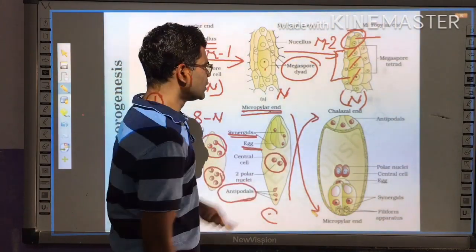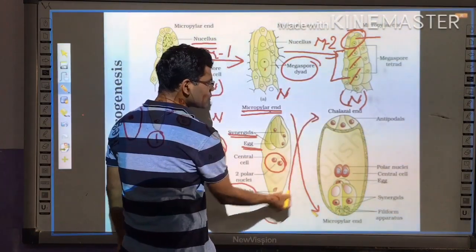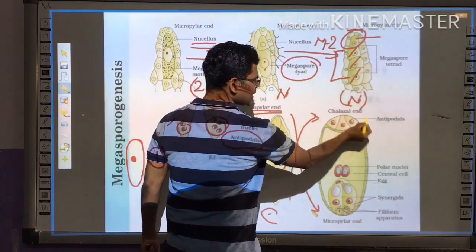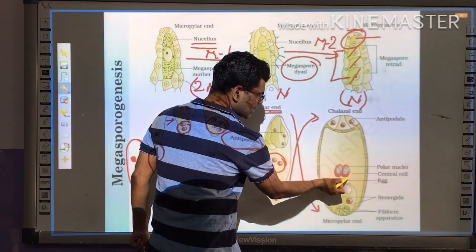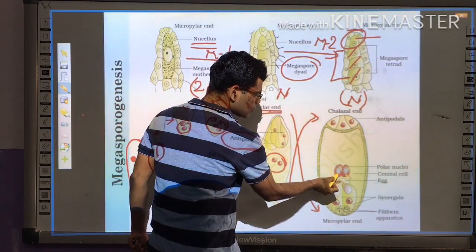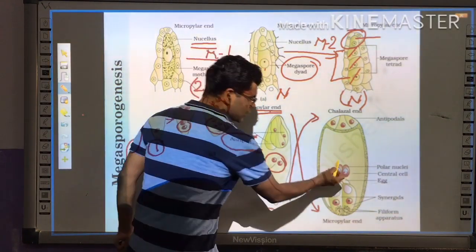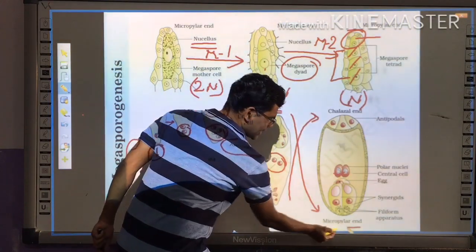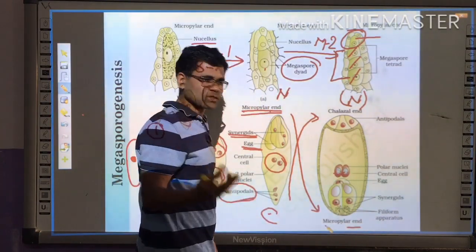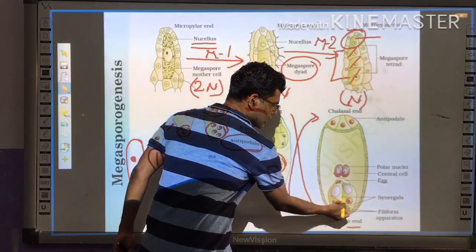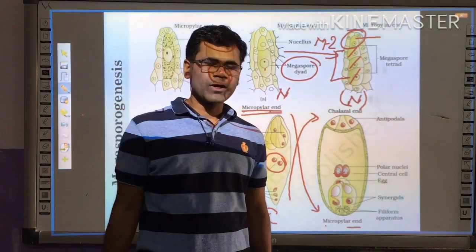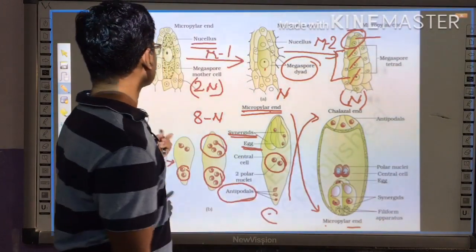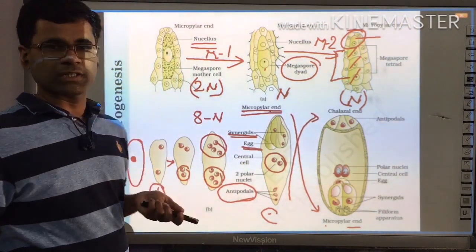So be careful. Toward the Chalazal end, the 3 nuclei which migrate form antipodal cells 1, 2 and 3. In the center, it will form a central cell, and the central cell has 2 nuclei, 1 and 2. And toward the micropylar end, 3 cells are present. Out of the 3 cells, 2 are synergids and 1 is the egg. Now, this is the process of megasporogenesis.